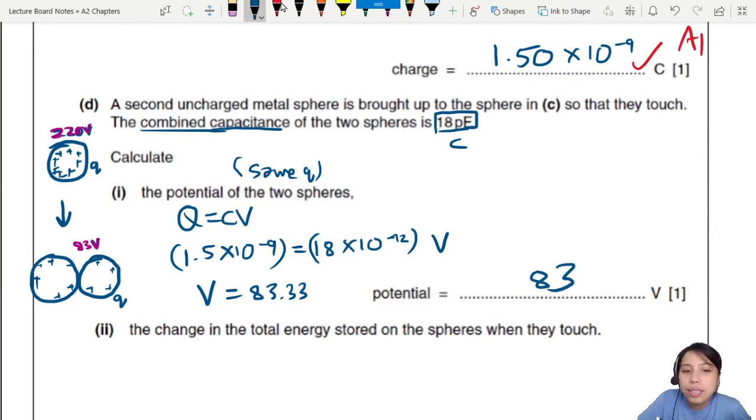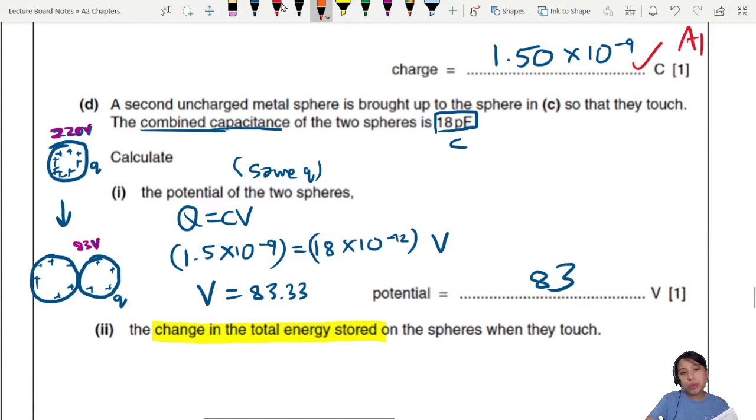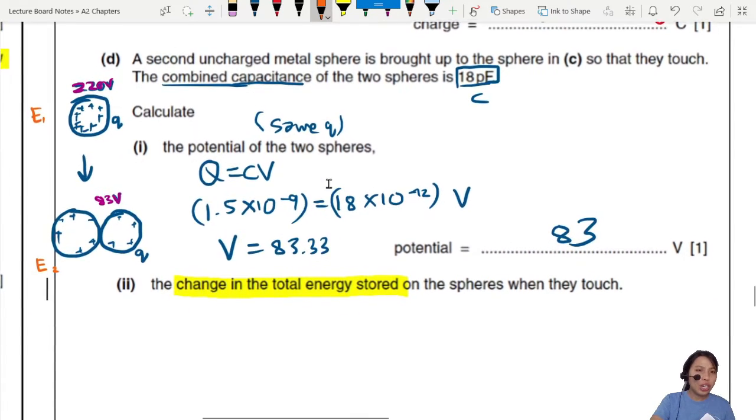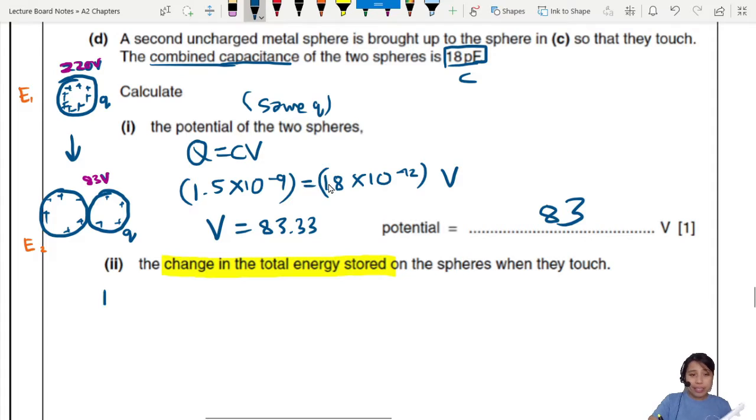Now the next one is where you have to kind of brain a bit. The change in total energy stored on the sphere when they touch. So in the beginning, you're going to have some energy, I don't know what, E1. Then after you touch together, you have a new E. What equation are you going to use to calculate the change in energy? Once again, energy can be calculated with half QV or half CV squared. Few methods. Which one to use? Do we know Q? Do we know C? Actually, to be honest, you can use both equations. One is going to be a bit longer than the other. I'll show you the shorter one first.